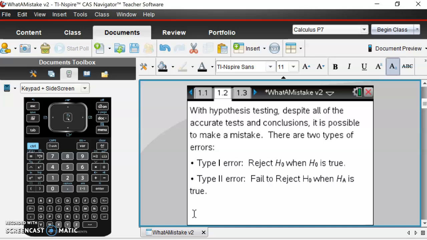A type 2 error is where we fail to reject the null, which remember is a fancy way of saying the null is probably true. And it turns out then that the null is probably not true, which means the alternative is true. Okay, so these are the two types of errors. I'll write this down in your notes. Type 1 error, reject the null when the null is true. And type 2 error, fail to reject the null when the alternative is true.